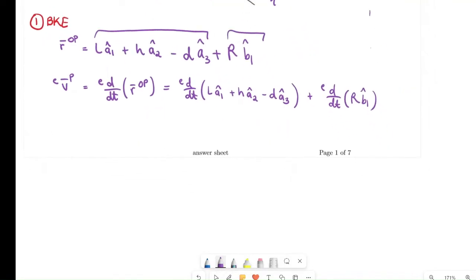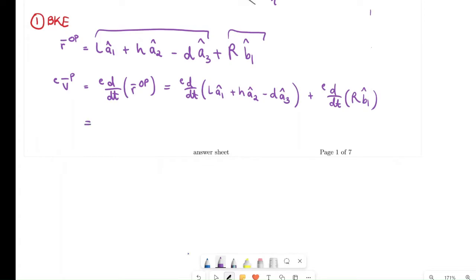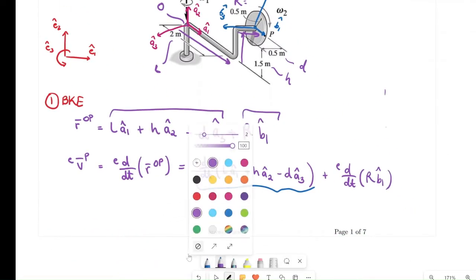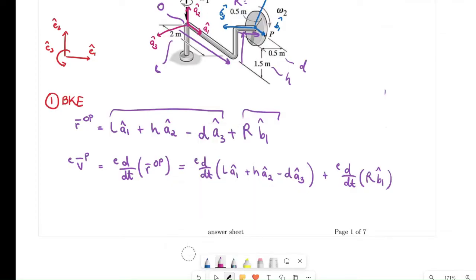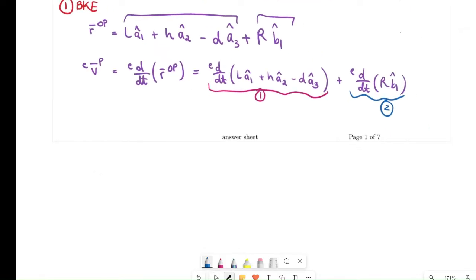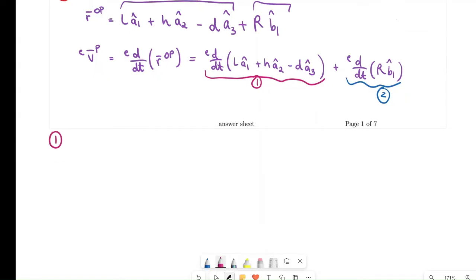Let's split this into two terms so it's easier to look at. Oh, I should color code this, because that would be helpful. I'm going to call this one 1, and this one 2. Now they're in the same color code as the frames. I guess it's not necessary, but it looks nice.